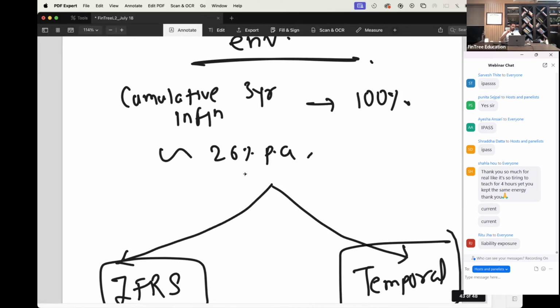But under temporal method, only monetary assets are at current rate, non-monetary at historical. And generally monetary assets will be what? Cash and AR. But monetary liabilities will be debt, AP, everything. So liabilities will be more at current, converted at current, right? More liabilities, less assets. So therefore net exposure is negative, like a liability. So if the foreign currency appreciates, loss; depreciates, profit.